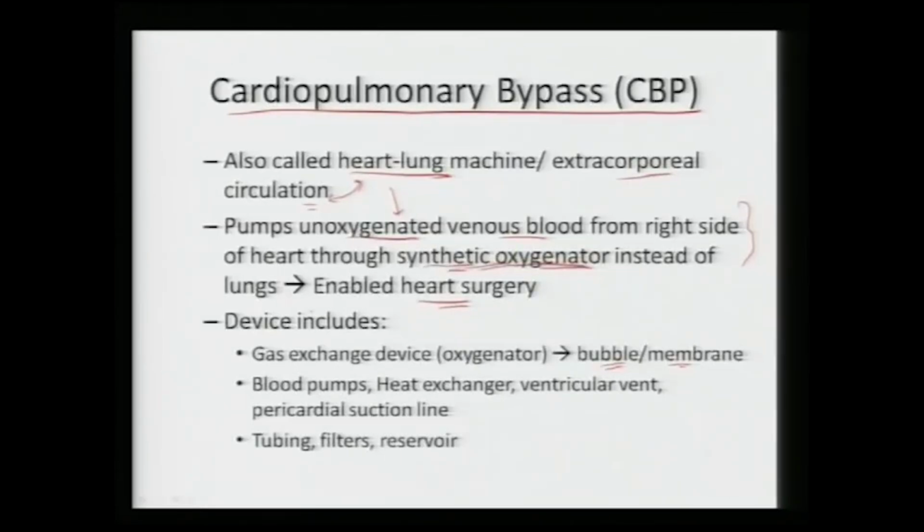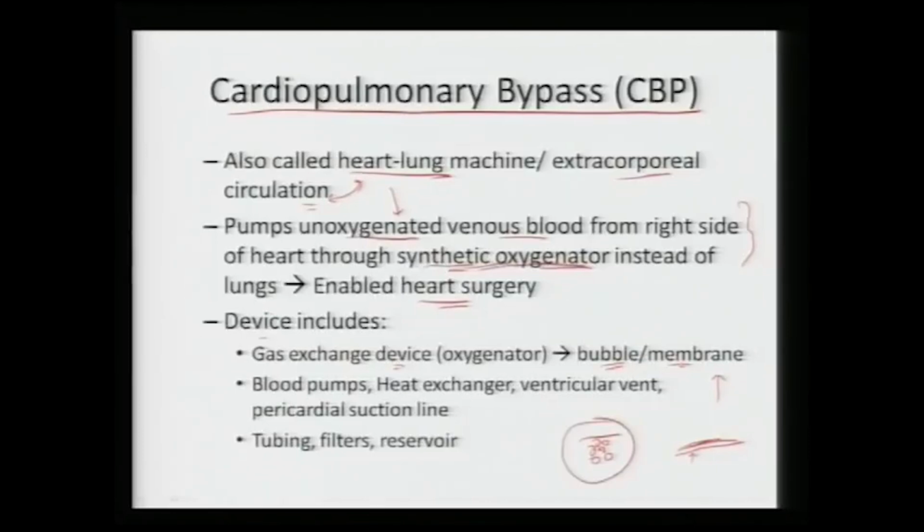So this device, the cardiopulmonary bypass, this synthetic oxygenator, basically includes a gas exchange device, which can be bubble type or membrane type. In bubble type, the oxygen bubbles are released, and later on it requires defoamers, because when bubbles are created, they start forming foam. The membrane type filters and then releases the oxygen. This is a much nicer way for the blood to trap the oxygen, but the process is very complex and very costly as well.